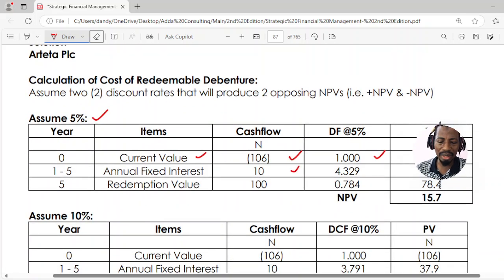So because I'm assuming 5%, I need to calculate annuity factor of year 1 to 5 at 5%. That is what produced 4.329. 4.329 multiplied by 10 will give us 43.3.